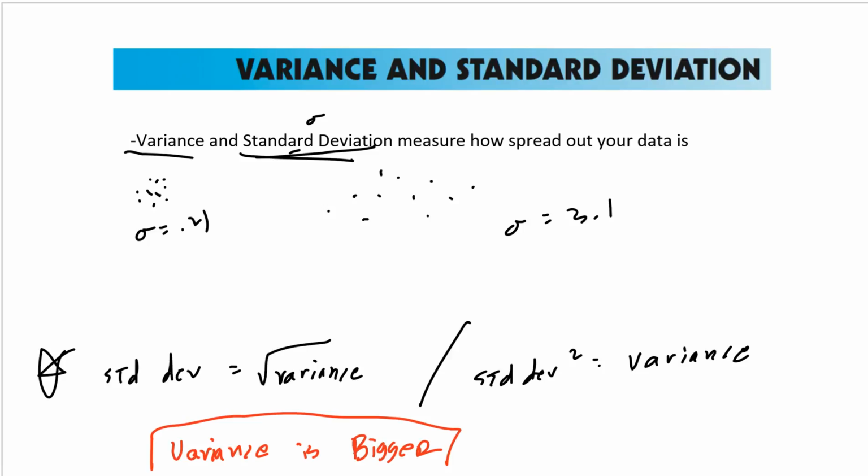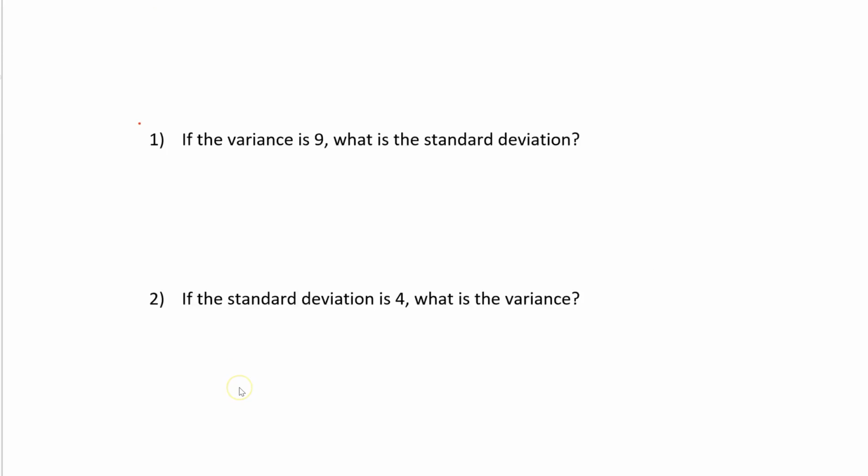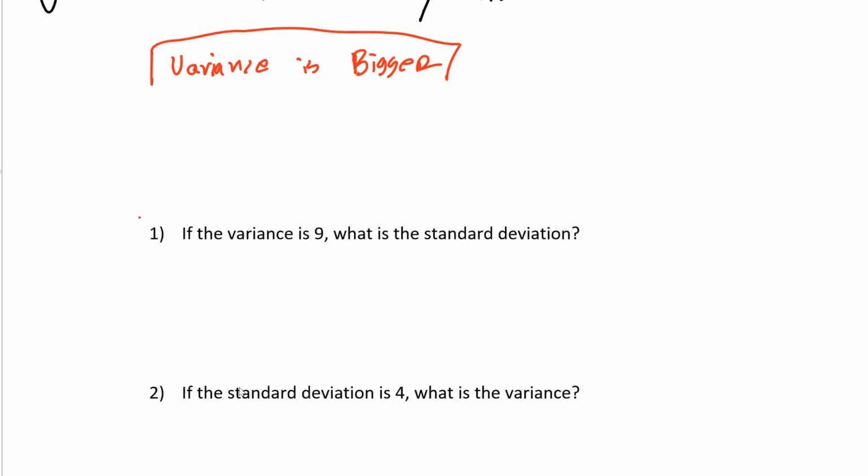Let's do a couple quick examples to make sure we got this. All right, so this is our first example. If the variance is 9, what's the standard deviation? Again, just keep in mind, variance is the bigger one, so I got to square root that. 3. So standard deviation is 3. Likewise down here, if the standard deviation is 4, what's the variance? Again, variance is the bigger one, so I got to square it. And 16 would be my variance.